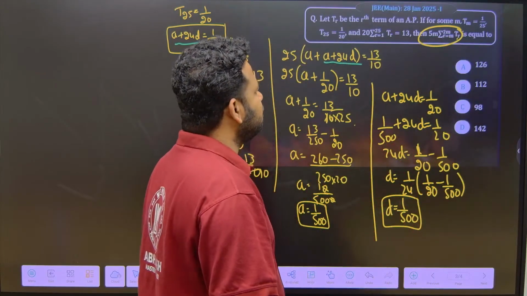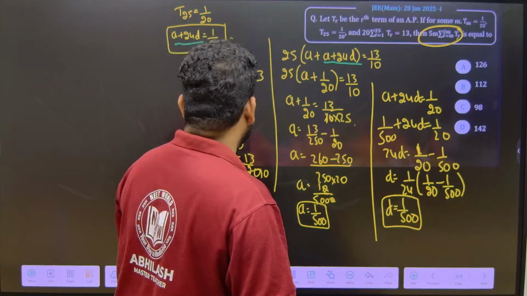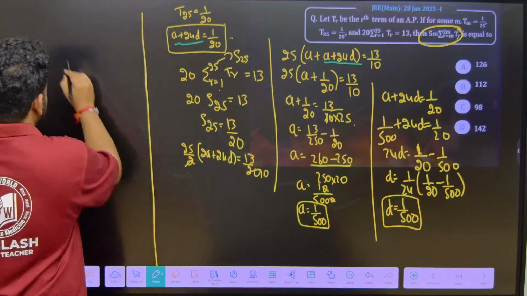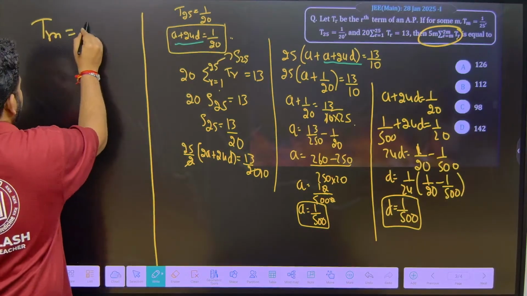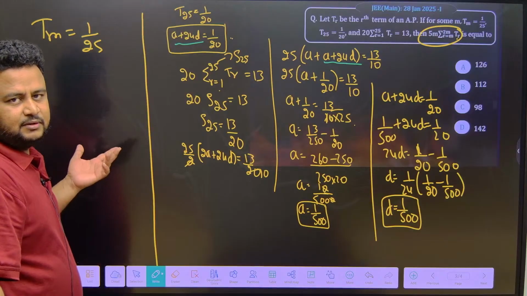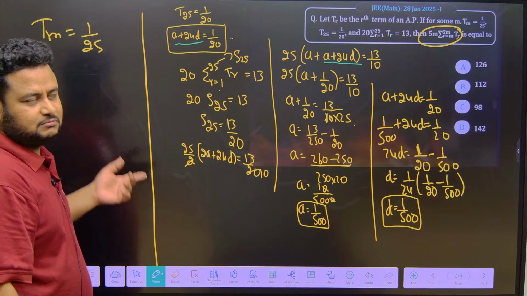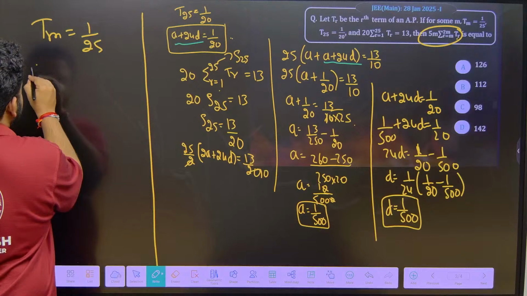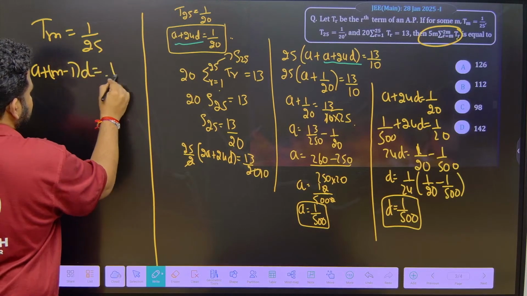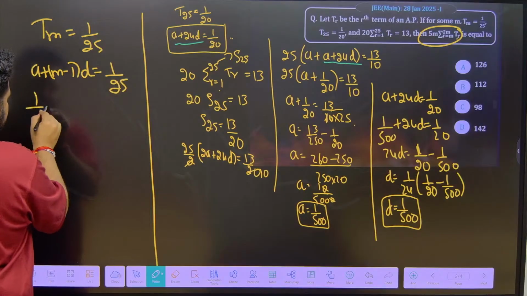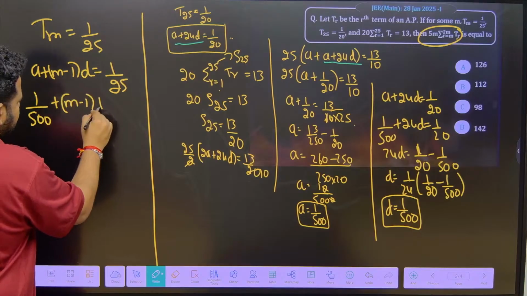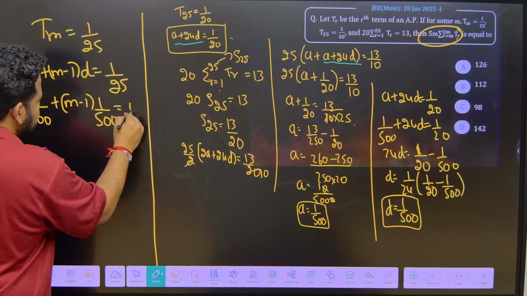So TM is equal to 1 by 25. TM means the term in the AP which is the Mth term. That means I can write it as A plus (M minus 1) into D is equal to 1 by 25. A is 1 by 500, and D is 1 by 500. That is equal to 1 by 25.